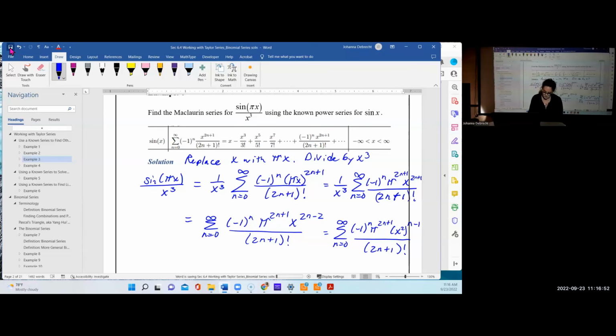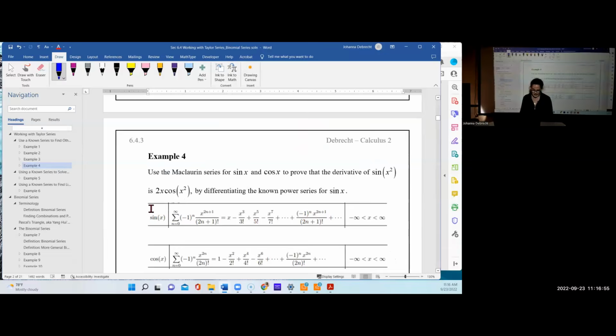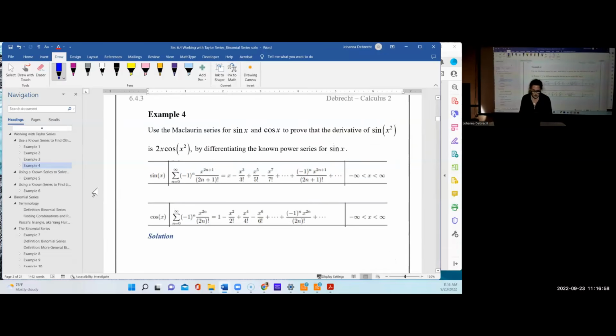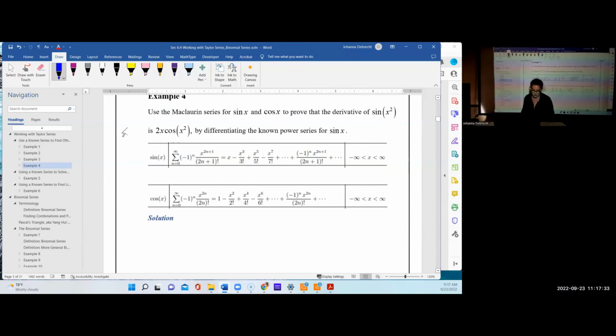Okay. We have another one that we want to take a look at, which is example 4. When we're looking at example 4, we now want to use two different Maclaurin series, known series for sine and cosine. And we want to actually use the series to prove that the derivative of sine of x squared is 2x cosine of x squared. Now, we know we can get this using the chain rule, but we want to prove it using power series. So the first thing we need to do is find the sine of x squared as a power series, specifically as a Maclaurin series. And then we'll take the derivative of it in series form.